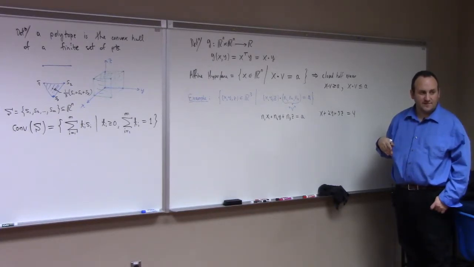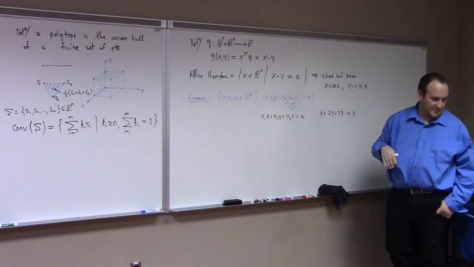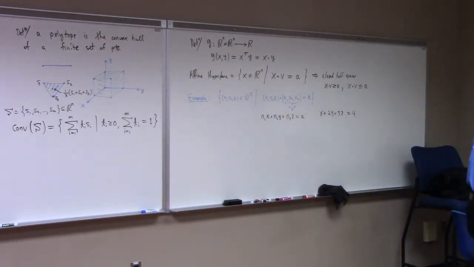Does it make sense? Yeah. If I take a plane, it divides R3 into two sides. Okay, great. Hopefully nothing controversial there.